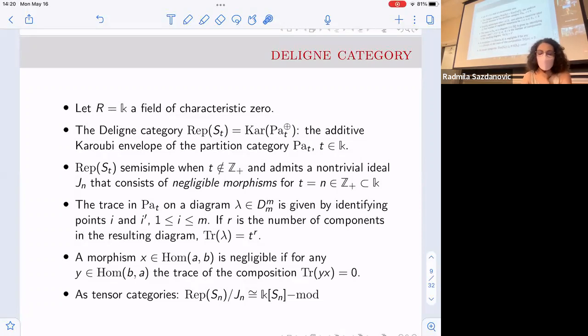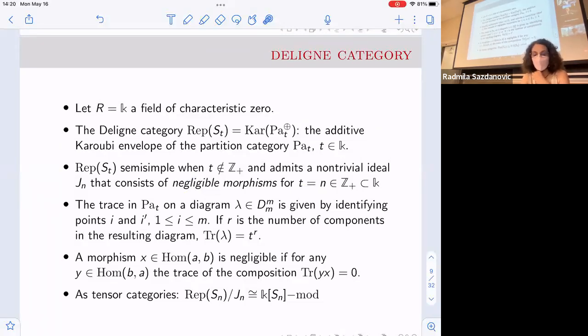So what's important here is that depending on the value of t, this category is going to have a non-trivial ideal given by so-called negligible morphisms. And again, I'm going to talk more about that. So let's leave it for now. But basically, well, maybe not. Let's talk about it. So in order to know what a negligible morphism is, you need to first consider the trace on this category.